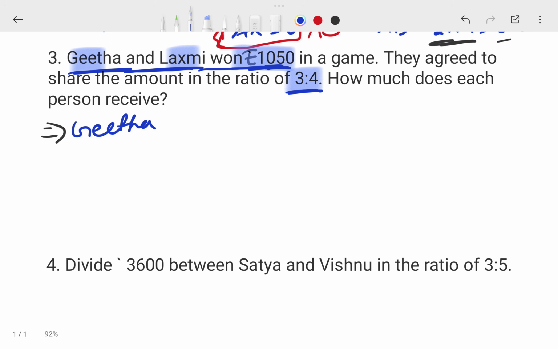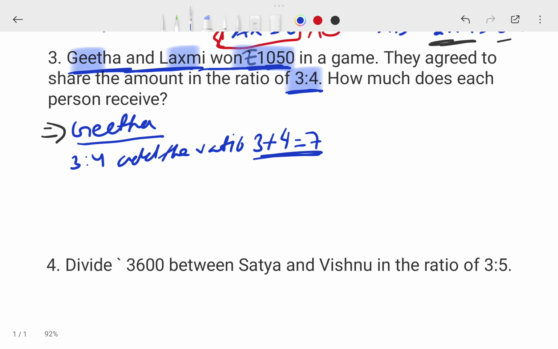For finding that, we need to add the ratio. What is the ratio? The ratio is 3:4. Add the ratio: 3 plus 4 is 7. Whatever value you get from the ratio, divide the given money with it. How much rupees is given? 1050. Divide by 7. If you divide it, it is going to be 150.